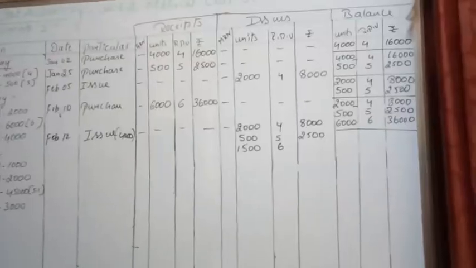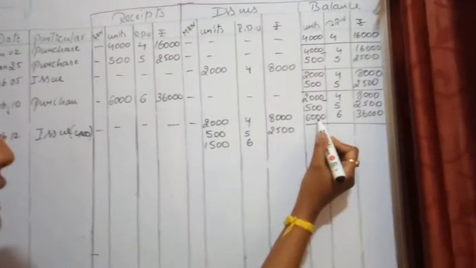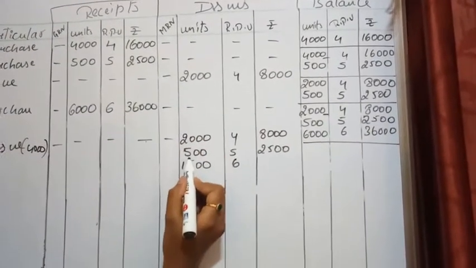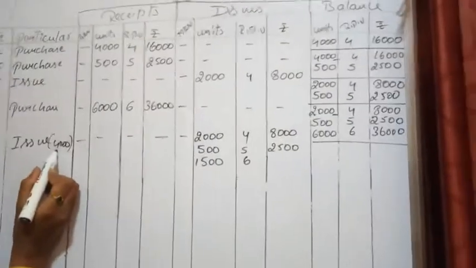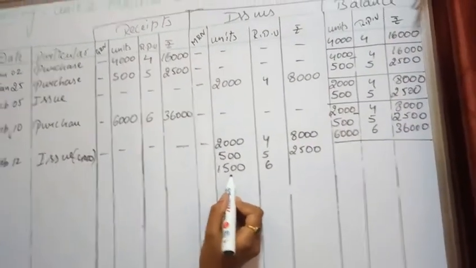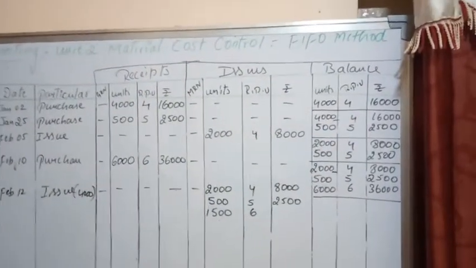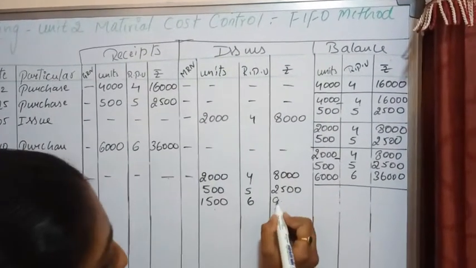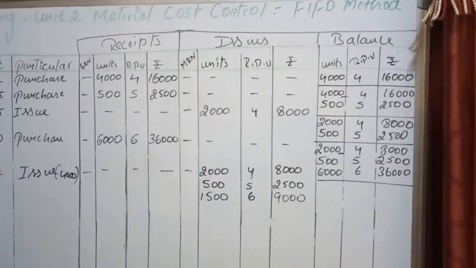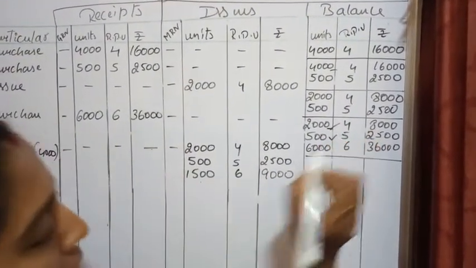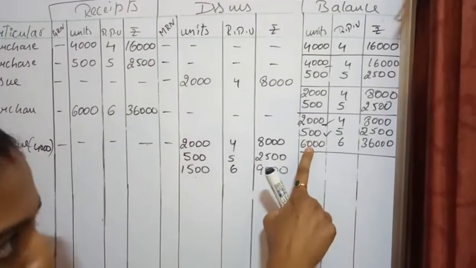In the 6000 I have to give 1500 so that it will become 4000. Now in the 6000 I will give only 1500 because already 2500 I have given out of 4000. So in order to match this 4000 I required only 1500. So 1500 I am giving. So 1500 into 6, if you multiply you will get 9000 as the value. Okay, so now this material I have completely given, and this 500 I have given.